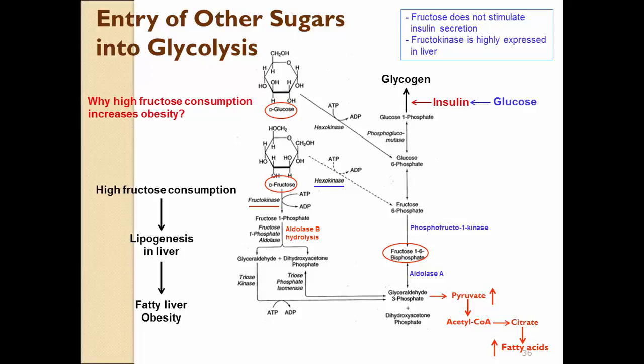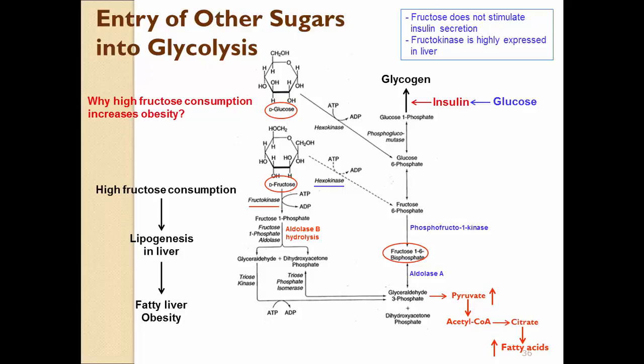Right, okay. Yes. Yeah, this pathway will happen, but not a lot, because it cannot be further converted to glycogen. This pathway will not happen much, because fructose doesn't stimulate insulin. So the majority of fructose will go through the pathway for pyruvate production.